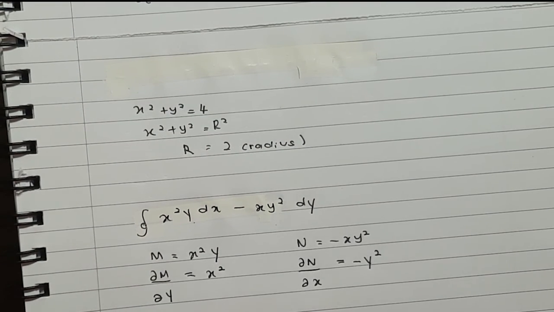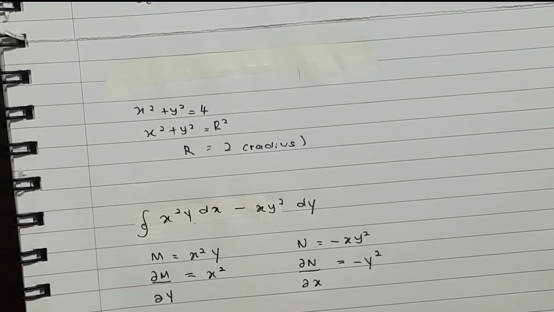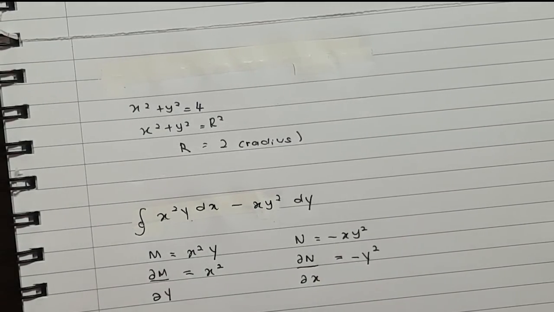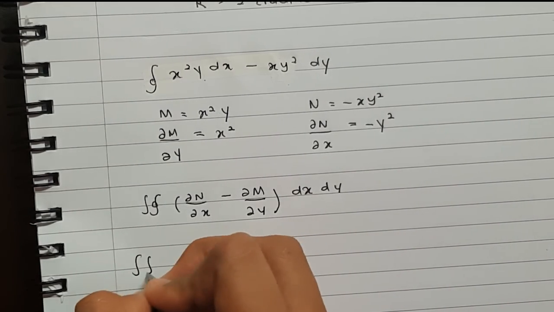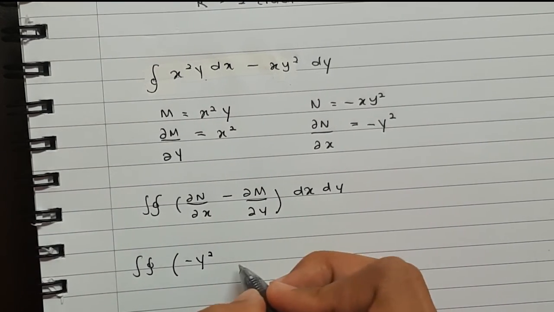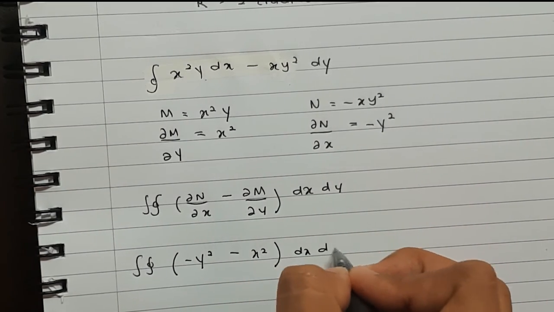So we need to substitute the values in the equation. Integrate delta N over delta x minus delta M over delta y, dx dy. So substitute: delta N over delta x minus delta M over delta y is negative y squared minus x squared, dy dx.